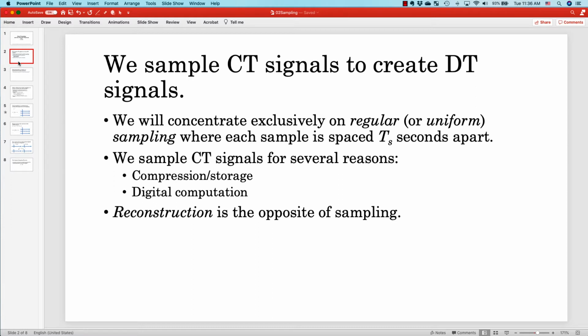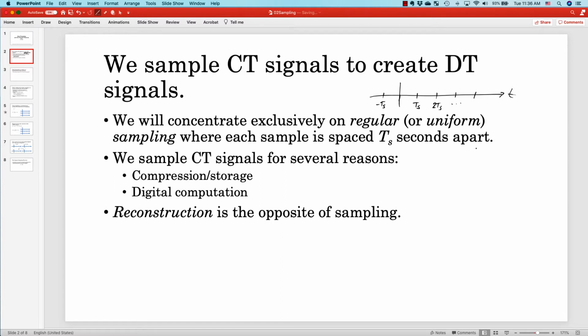In this class, we are going to focus exclusively on regular sampling. This is also sometimes called uniform sampling, but the idea is that the time axis is going to be chopped up into uniform or regular intervals. And so I label these intervals as having width t sub s, or the sampling time, and they go in both directions. So we're going to take the continuum, that is the continuous time axis, and split it up into these discrete points spaced every ts seconds.